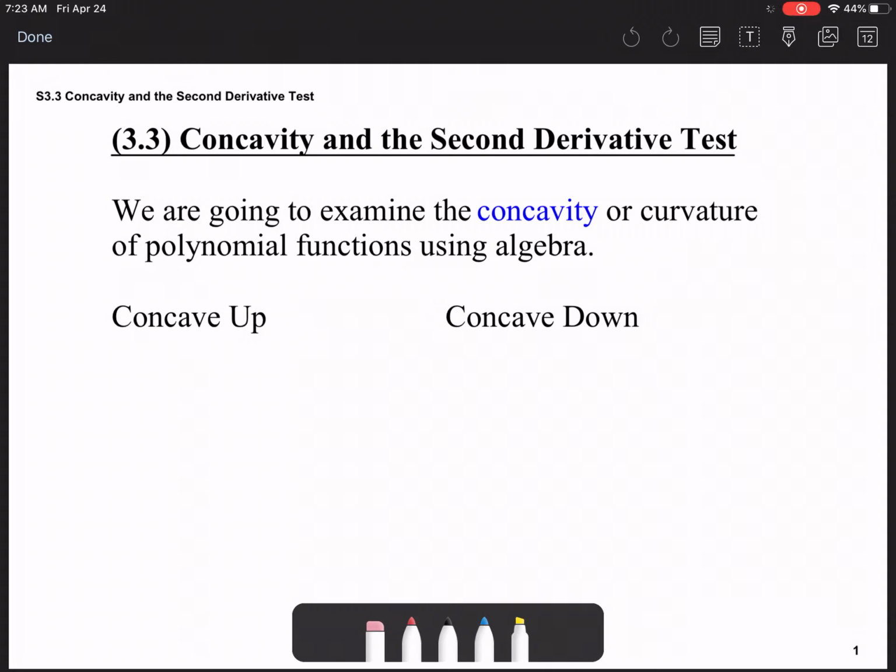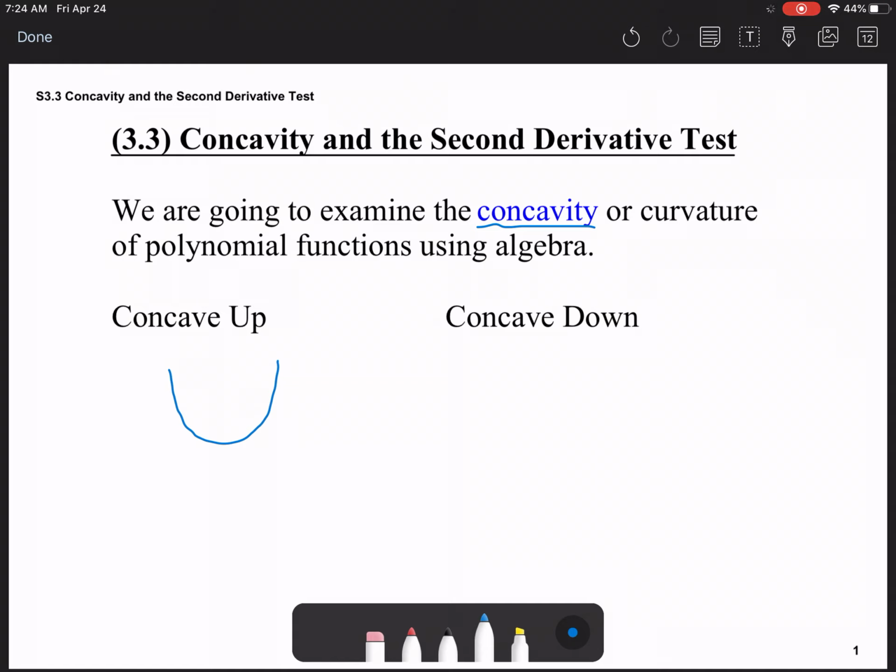This is lesson 3.3, concavity and second derivative test. Today, what we're going to do is talk about how the second derivative relates to concavity. Concavity is the curvature of a function. So whenever we say something's concave up, it has this kind of shape, kind of like a quadratic opening upwards.